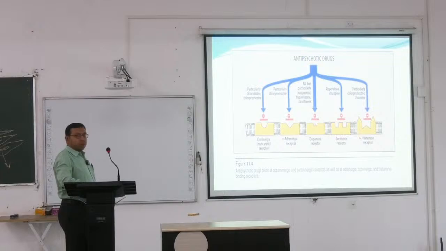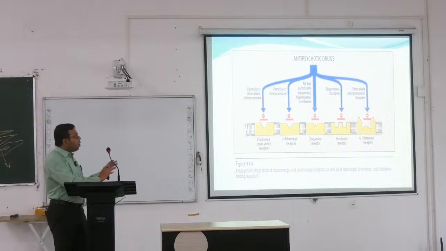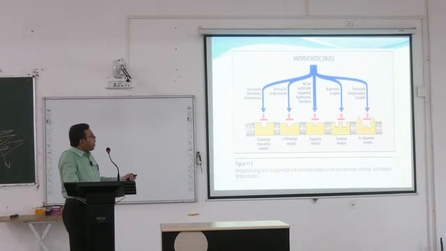Now in this picture of antipsychotic drugs you can see the different receptors: cholinergic muscarinic receptors, alpha adrenergic receptor, dopamine receptor, serotonin receptor, H1 antihistaminic receptor. If you can remember this picture, for example, antipsychotic drugs, particularly thioridazine and chlorpromazine, also block the muscarinic, mainly cholinergic, receptors. Particularly chlorpromazine also blocks the alpha adrenergic receptors. All antipsychotic drugs, but particularly haloperidol, fluphenazine and thioridazine, block the dopamine receptor.